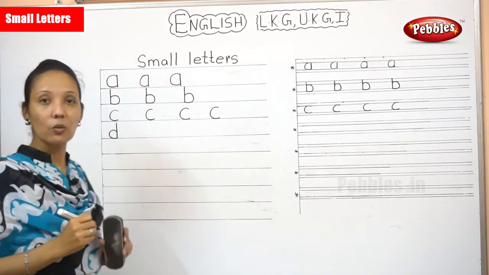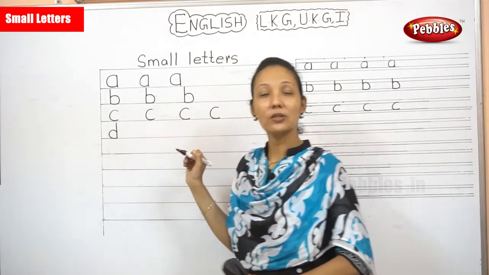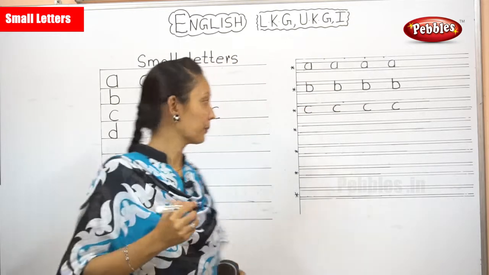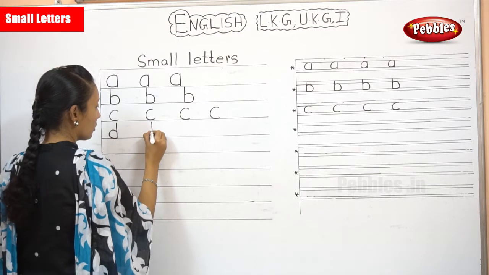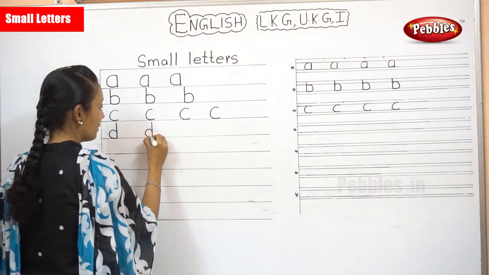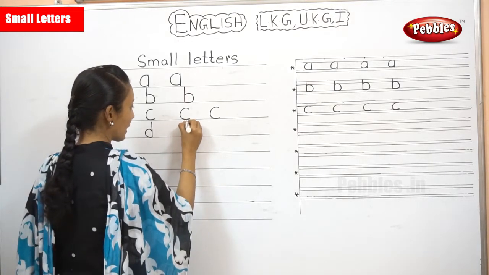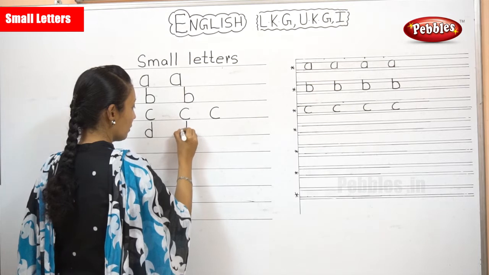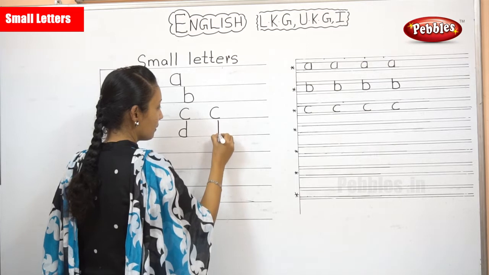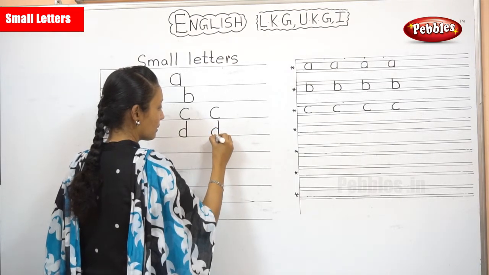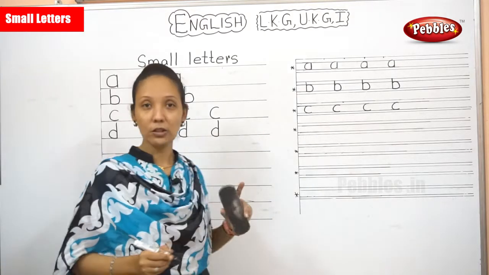Yes, D. What is this? Again your standing line and your curve is alphabet D, a small letter D. Standing line and your curve D. Again standing line, a curve is D. Okay, now shall we learn to write the D in your 4 lines?